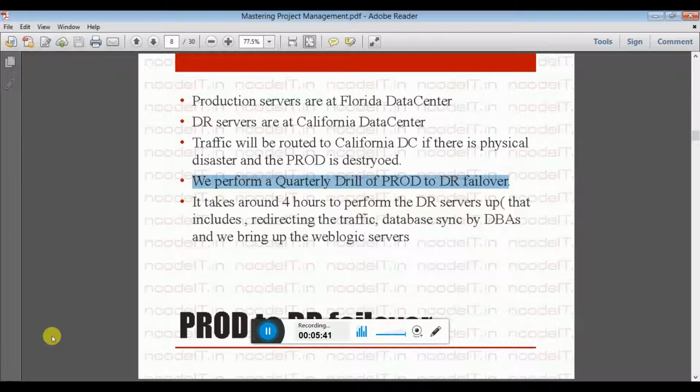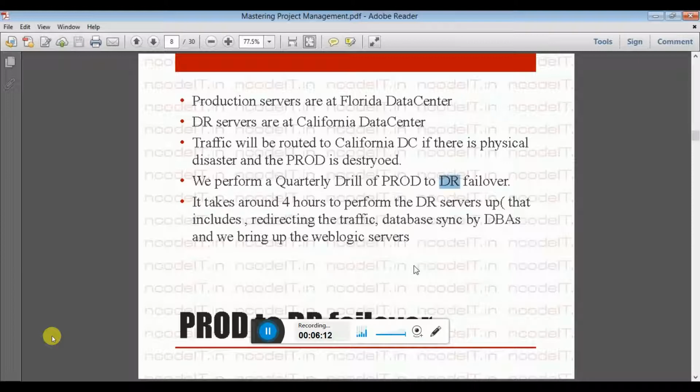So a drill needs to be done whether DR is working or not, and the drill usually happens once in every 3 months or once in every 6 months. Now, the moment production is down, the DR cannot be brought up immediately. The main reason is the DR database usually is in standby. It's not an open database. Whatever is happening in production, the archives will be applied to DR. So the DR database is usually 4 hours behind the production.